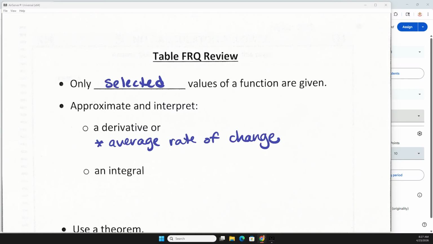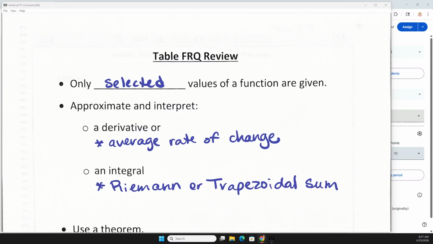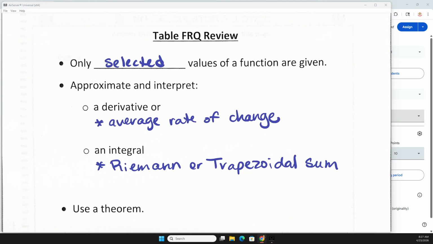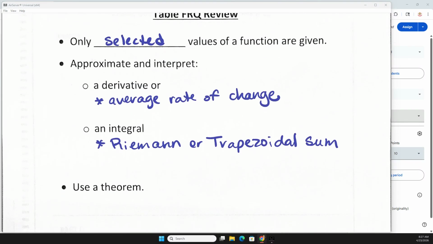And to approximate an integral, you're going to do a Riemann or trapezoidal sum. And it will tell you what to do. It'll either tell you a right or left Riemann sum or midpoint, or it'll tell you a trapezoidal sum. So you don't have to decide, just do what it says.